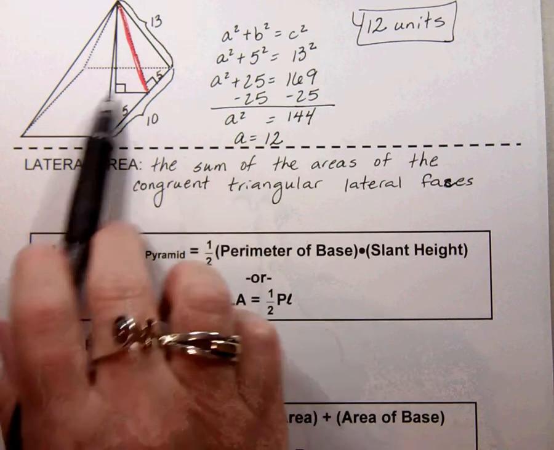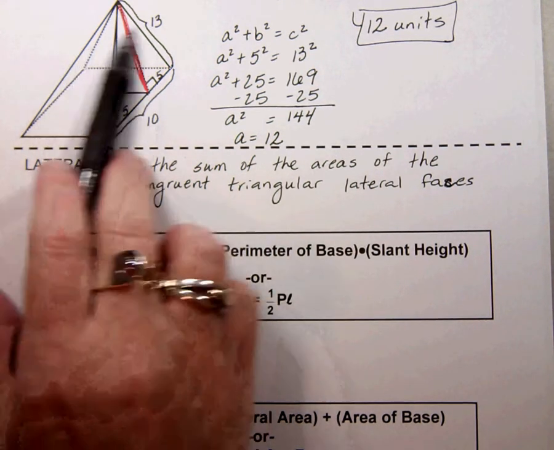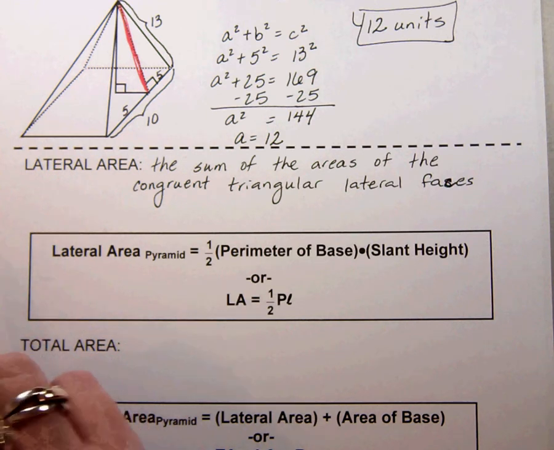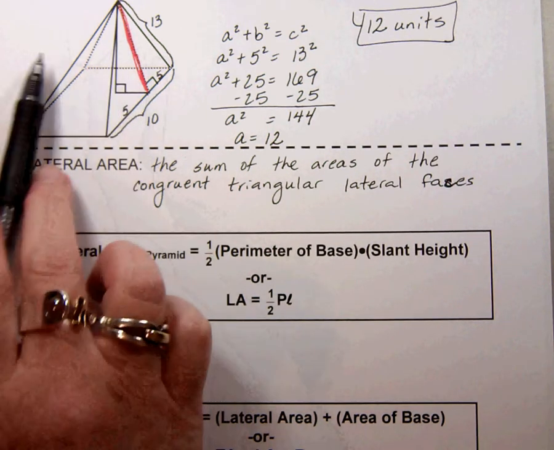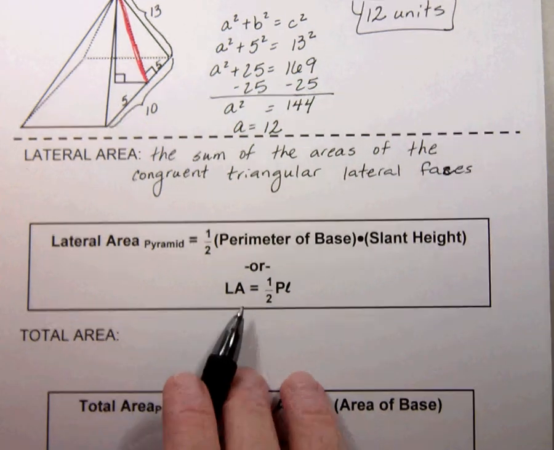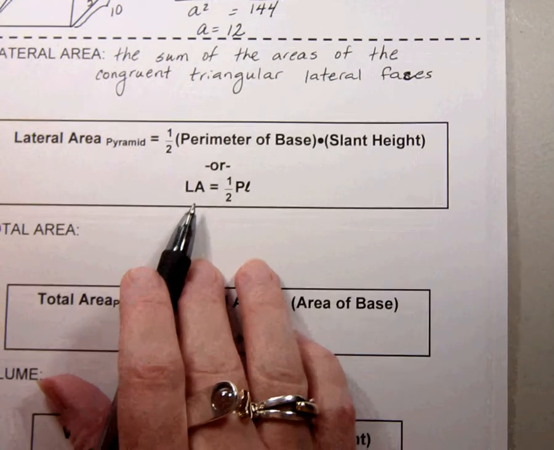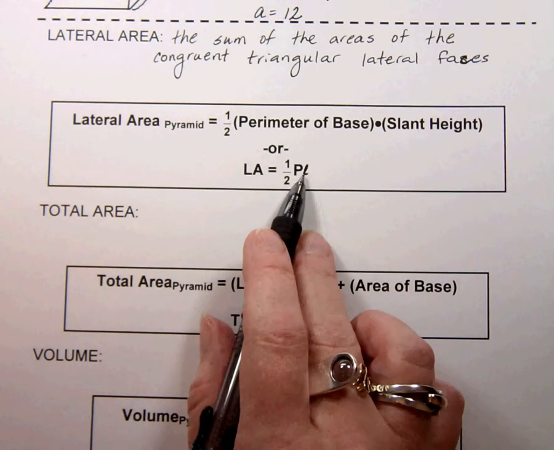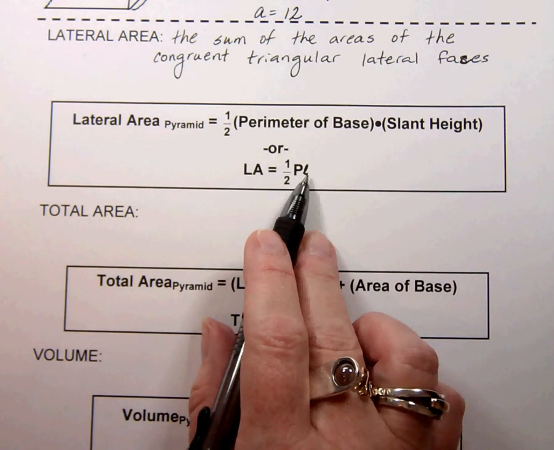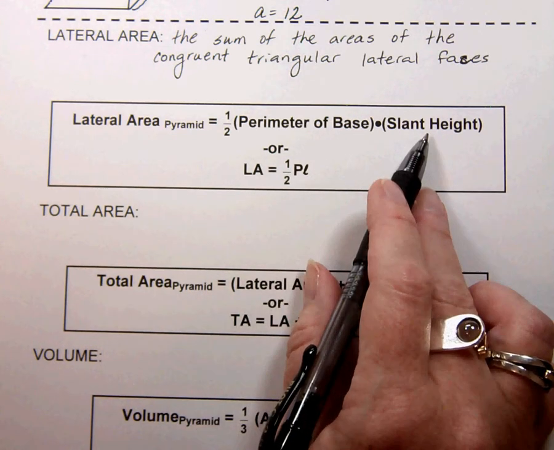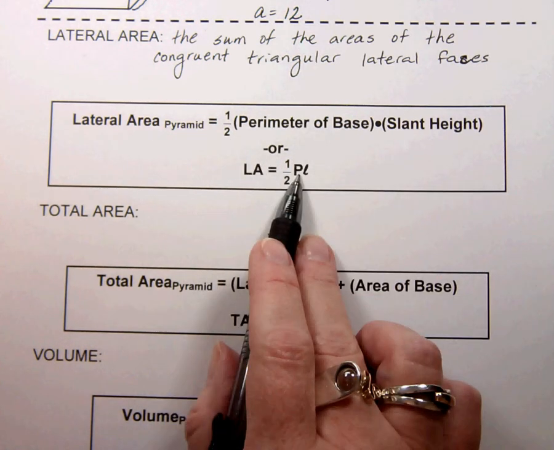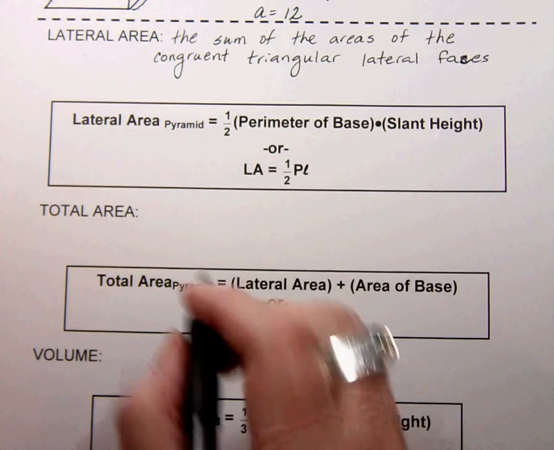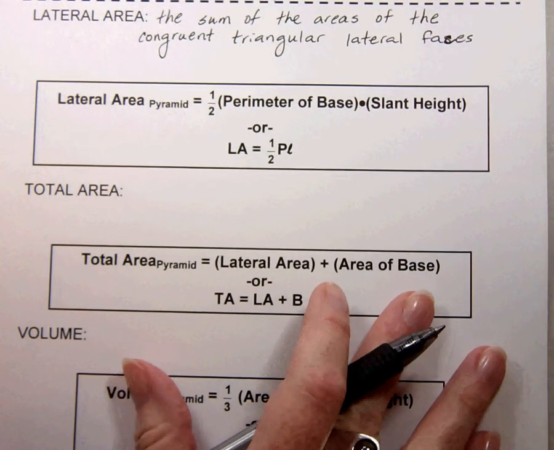That means the 4 triangles on this one that are going around this square pyramid, when you figure out lateral area, you're figuring out the area of all 4 of those triangles. And here's your formula: 1/2 the perimeter of the base times the slant height. Make sure you understand that this little cursive L does represent your slant height. And the capital P is the perimeter of the base, and we'll use that formula in a little bit later.